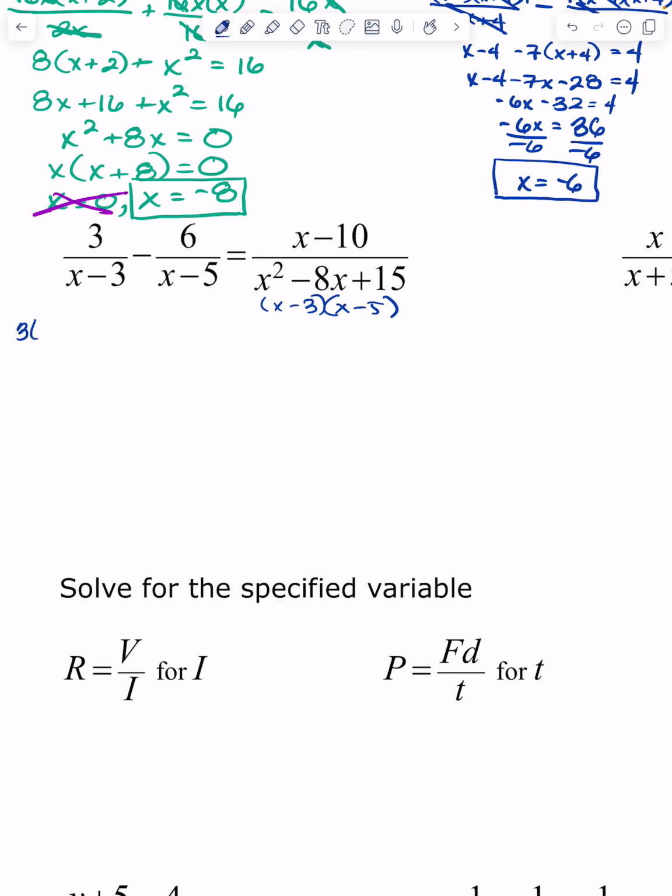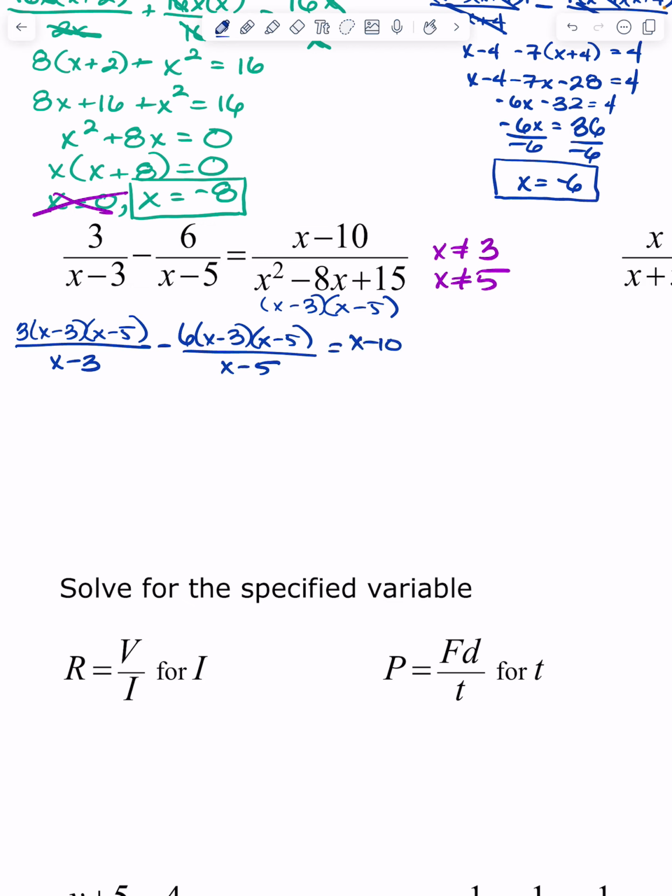So I got 3 times x minus 3 times x minus 5. Okay, let's back up and do what I forgot to do last time. x minus 3, so I know x cannot be 3. x minus 5, x cannot be 5. Before I get ahead of myself. Sometimes we get super excited about actually getting an answer that we forget to check for any restrictions that we may have on our domain or any values that we cannot use. x minus 3, x minus 5.